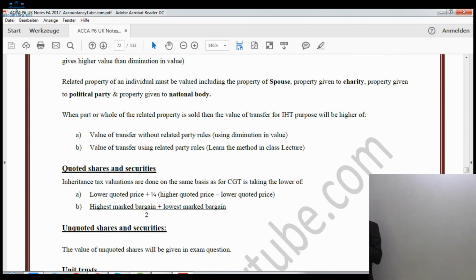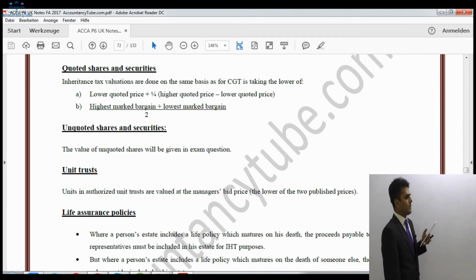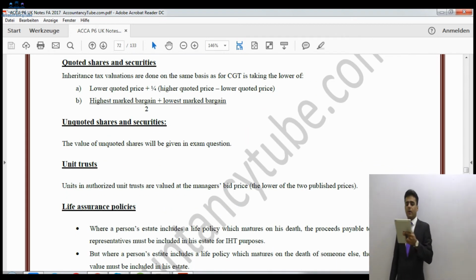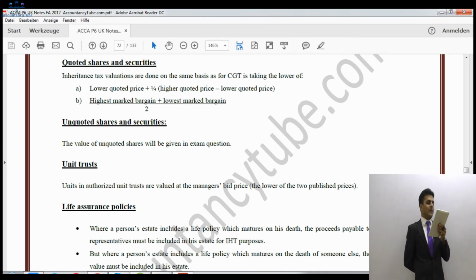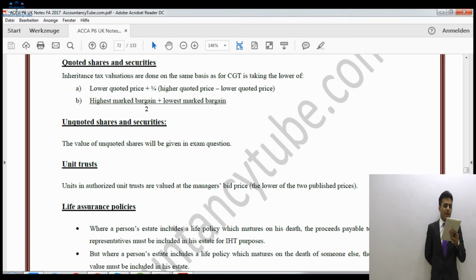And the B option is the highest marked bargain plus the lowest, so that is basically the average of the marked bargains, and whichever is lower, we'll take that. After that, unquoted share price will be given to us in the exam. Now unit trust, there will be prices given to us, so we'll take the lower of them. Units in authorized unit trusts are valued at the manager's bid price, the lower of two published prices.